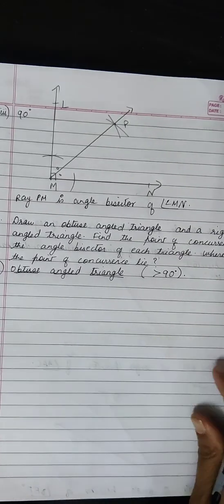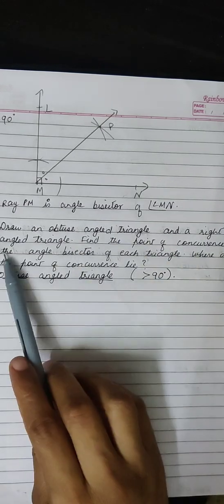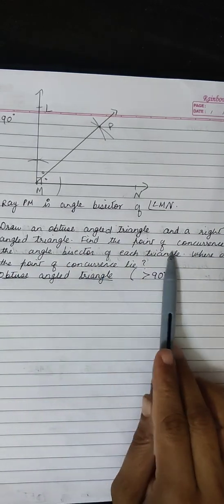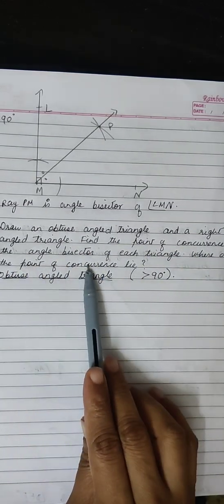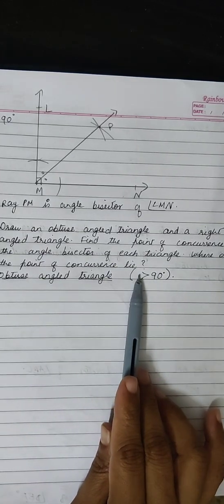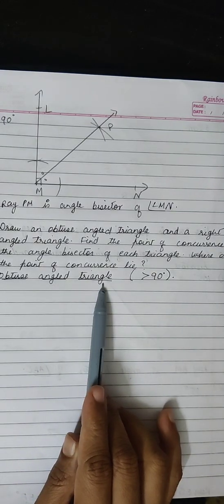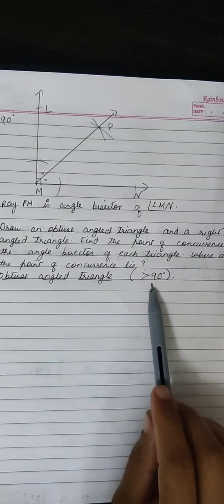Okay, now we are moving on to question number 3. Question number 3 says, draw an obtuse angle triangle and a right angle triangle. Find the point of concurrence of the angle bisector of each triangle. Where does the point of concurrence lie? So first we are drawing an obtuse angle triangle. We have studied in the lower class, obtuse means more than 90.